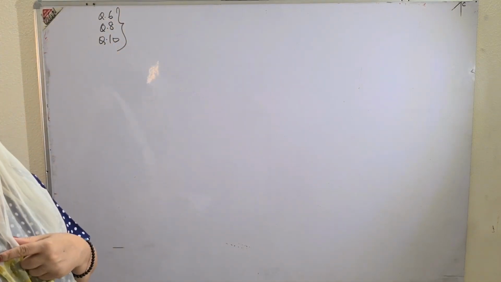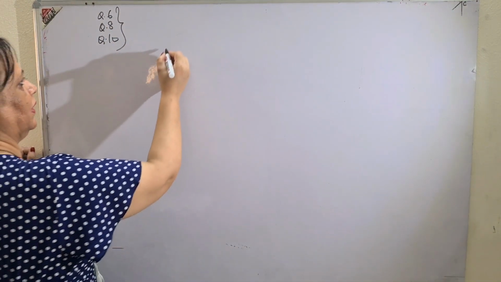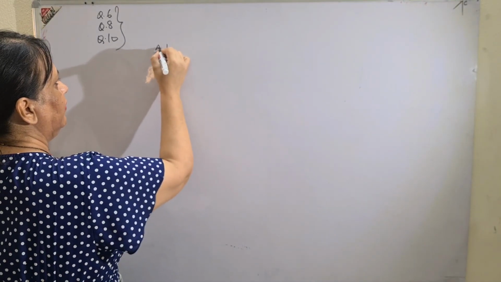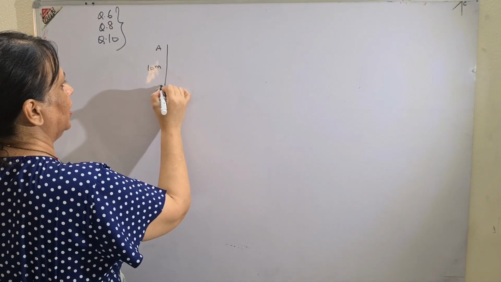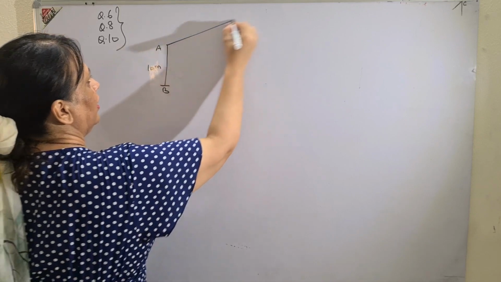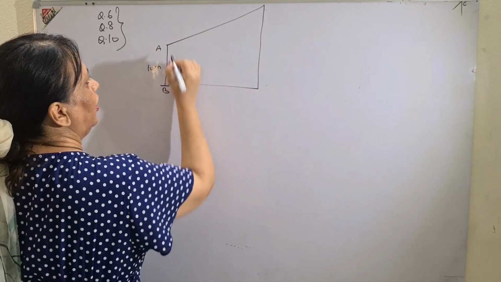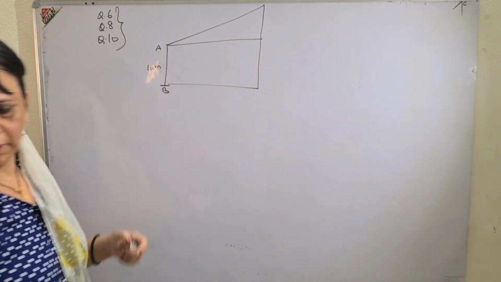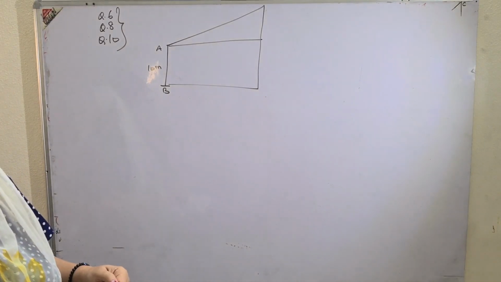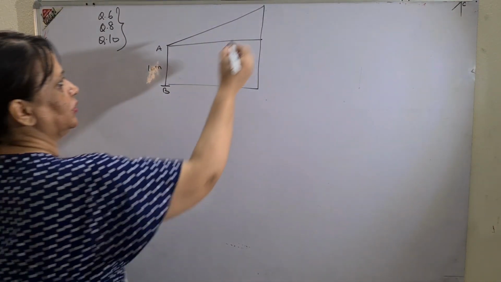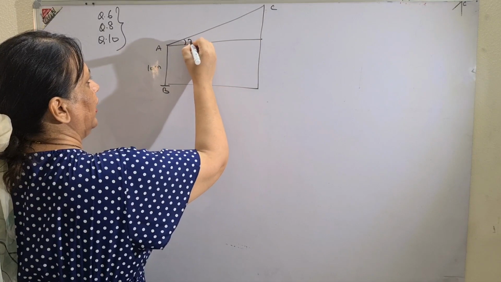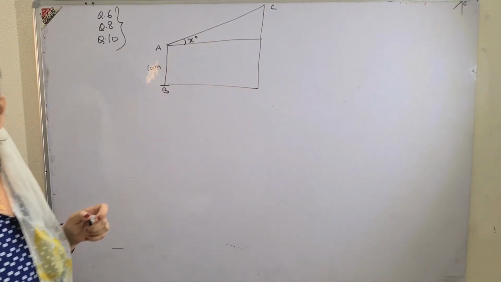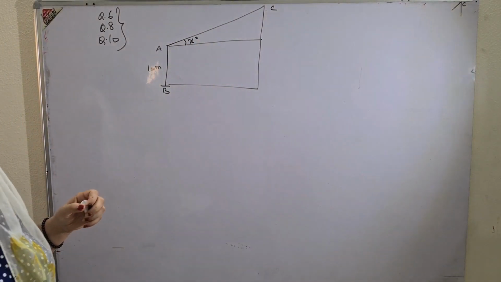For example, from a window A 10 meter above the ground. So there is a window A which is 10 meter above the ground. Let the ground be B. The angle of elevation of the top C of the tower is x degree. So this time the angle has been given to be x degree. And the angle of depression is also given of the foot D.